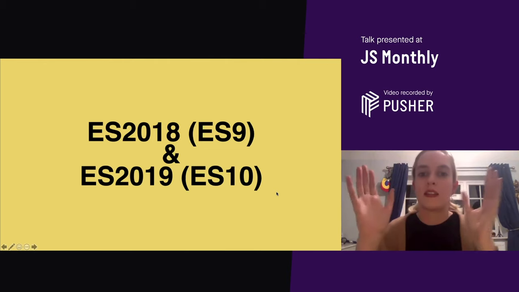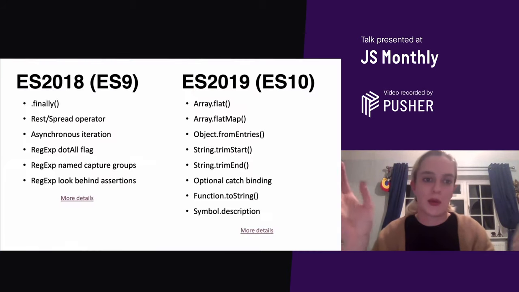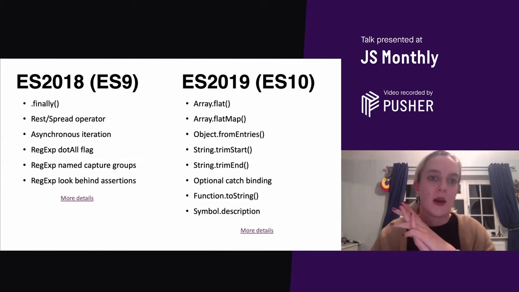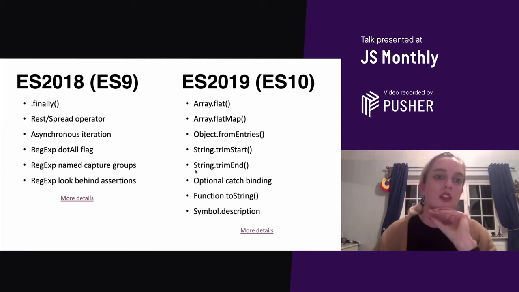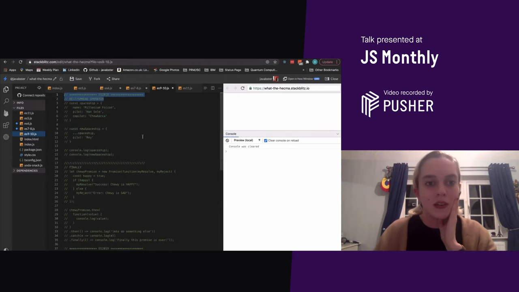So then ES 2018 and 2019, what do we get here? We got a few more things. ES 2018, the most interesting stuff, I think, is we get dot finally, the spread operator. We also get a few regular expressions functions as well. Let's see, I'll show you a demo.